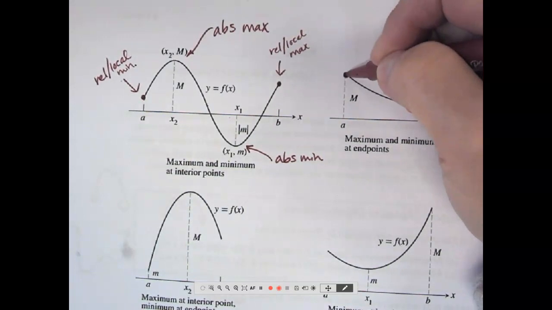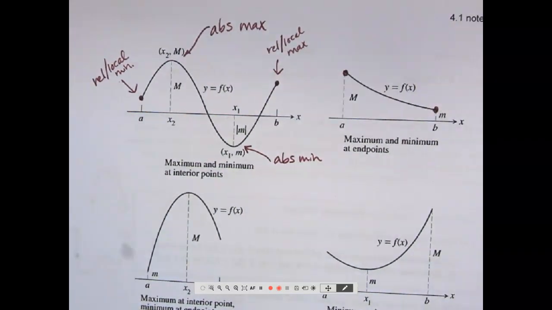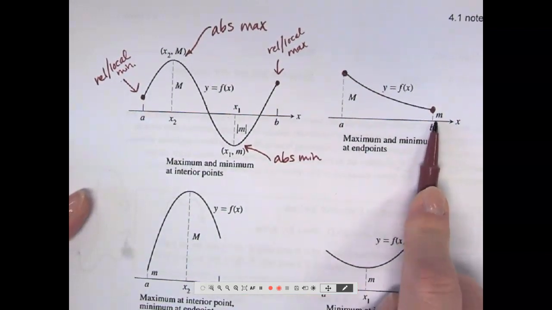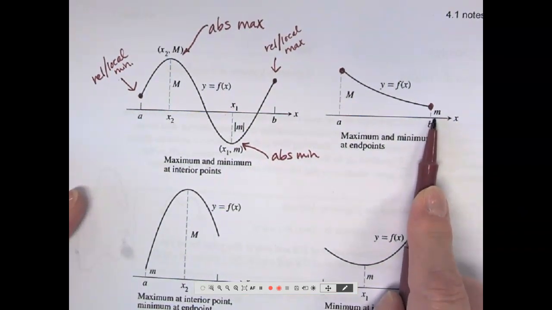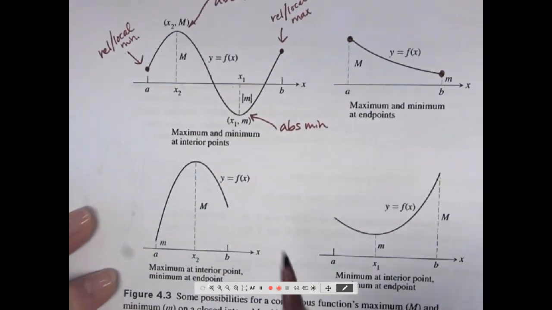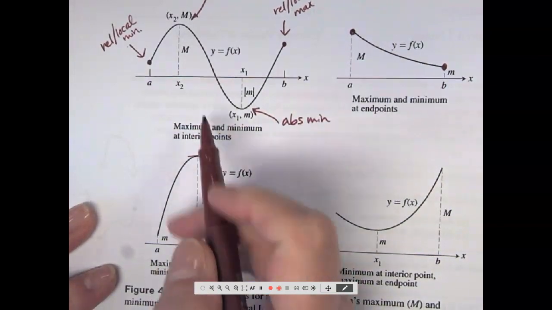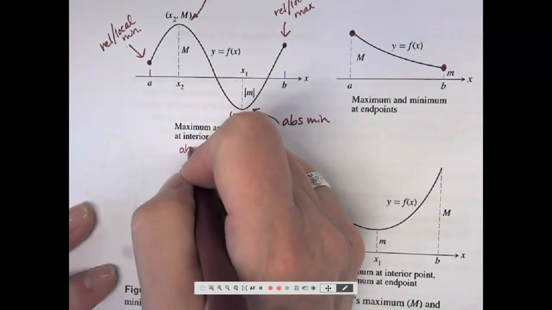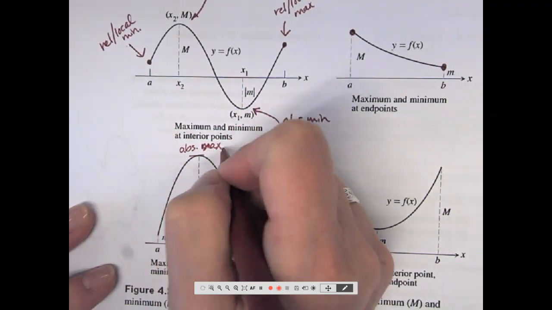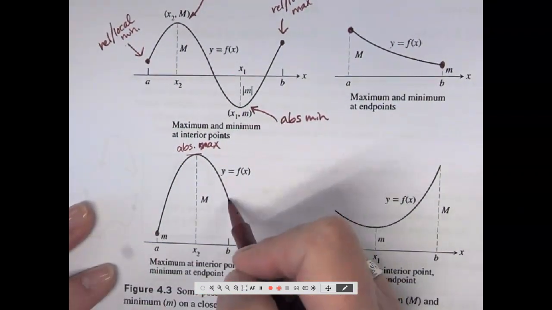Okay, this one has a maximum at the endpoint and a minimum at the endpoint. Do I have any relative or locals? No, those are it. Okay, this one has a maximum, the absolute max, at the top of this, what looks like maybe a piece of parabola.